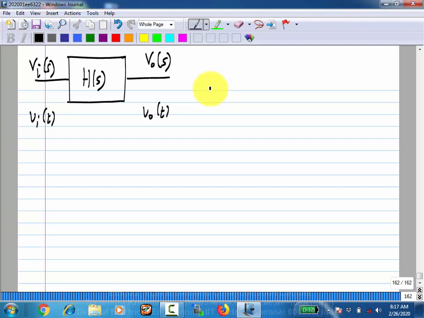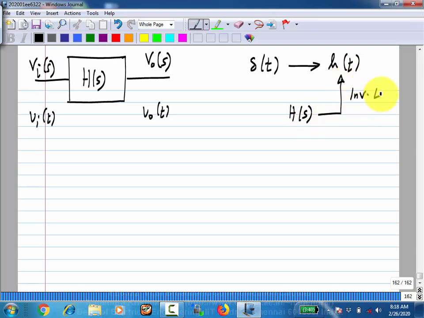Impulse response. Okay, so that is if the input is an impulse, its output will be h of t. This is usually more difficult to calculate directly from the input. So usually what you do is you first calculate the transfer function and then find the inverse Laplace transform, right? Okay. So what else can we calculate?